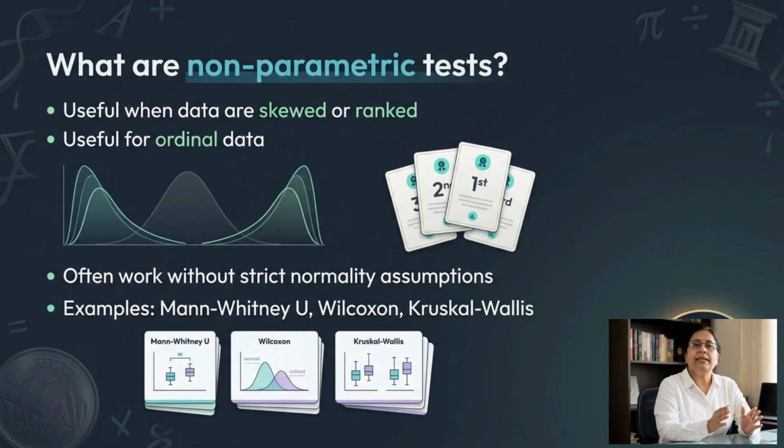Now, let us look at non-parametric tests. Non-parametric tests are often useful when the data are skewed, ranked, or ordinal, or when normality assumptions are not met. These tests are helpful when the data does not behave in the smooth way expected for many parametric methods. Examples include the Mann-Whitney U test, the Wilcoxon test, and the Kruskal-Wallis test. So non-parametric tests are often practical alternatives when the nature of the data calls for a different approach.